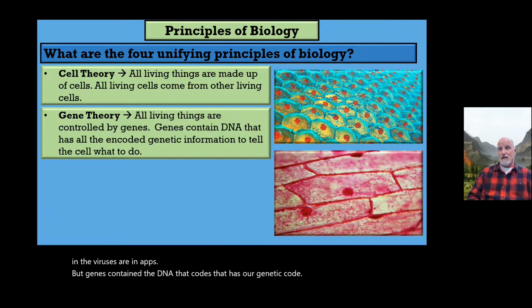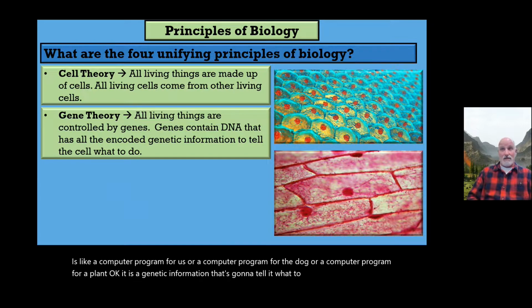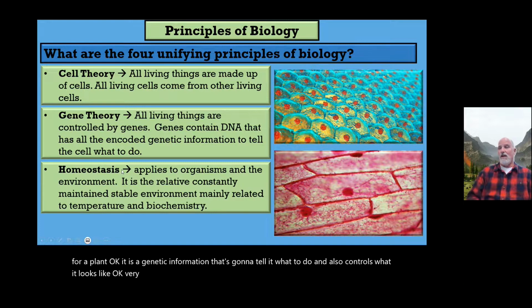Okay, and what you can teach kids is the gene theory is like a computer program for us, or a computer program for the dog, or a computer program for a plant. Okay, it is the genetic information that's going to tell it what to do and also controls what it looks like. Okay, very similar on a computer.